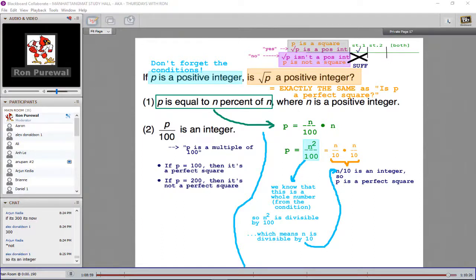That's enough to check the boxes. So if it's 100, it checks the top box. If it's 200, it checks the bottom box. So this is not sufficient. And we don't need to combine them because statement 1 was sufficient. So that means that this is A, alligator.